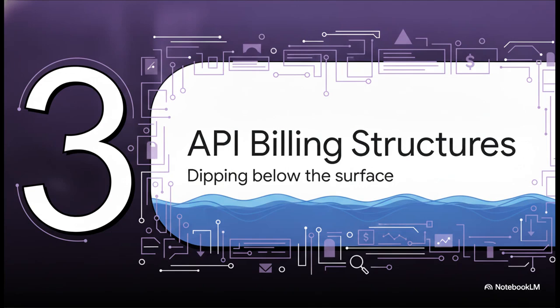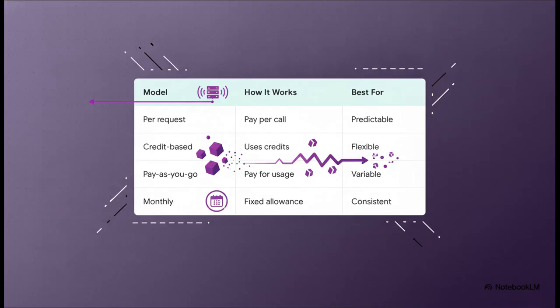Okay, Section 3, Decoding API billing structures. Time to dip just below the surface. So, there is no single industry-wide standard for how you get billed for this data. Providers generally fall into a few different camps. We've got per request, where you literally pay for each API call, great for highly predictable workloads. Then we have credit-based. This gives you a pool of credits, and depending on how complex your request is, it might eat up 1 credit or it might eat up 20. Then there's pay-as-you-go for totally variable, unpredictable needs, and your standard monthly subscriptions for fixed allowances.